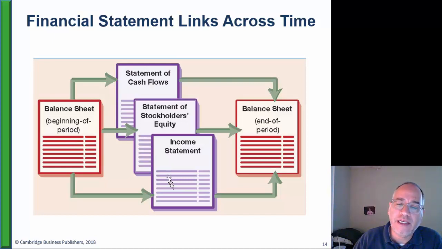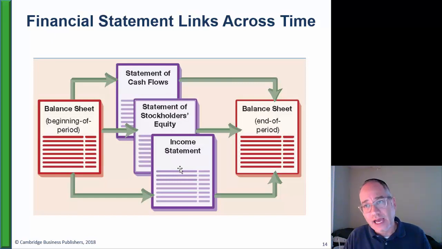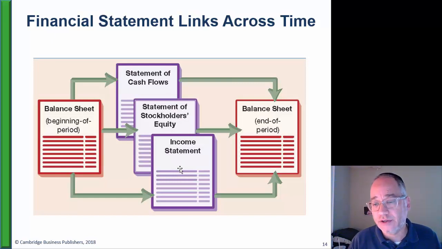Then the 3 what we call flow statements, the statement of cash flow, statement of stockholders' equity, and income statement, explain what happened during the year. The income statement explains this from a profitability perspective. This is how much profit the company earned during the year, and this is where it came from. Statement of stockholders' equity would explain how stockholders' equity accounts changed during the year.